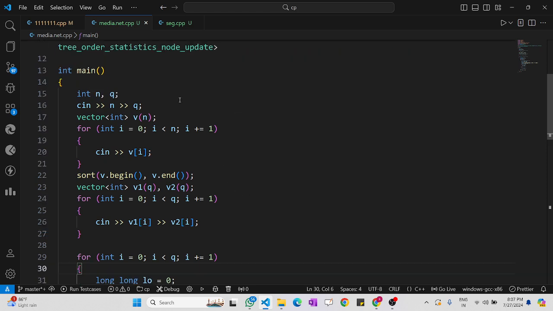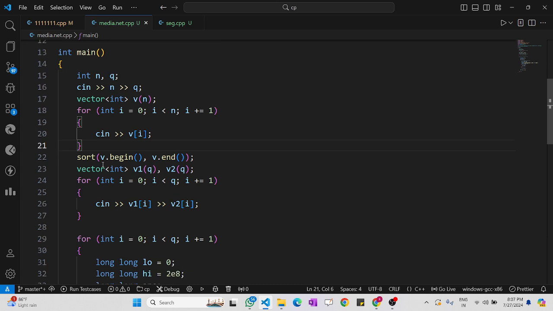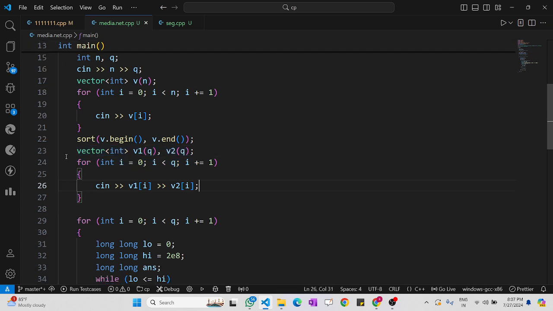Okay, so first of all, I will take the input as n and q, and then I will create one vector of size n, and then I will take the input. Here I have taken the input of vector v, which was the initial vector, and then I will sort the vector v, right? And then after that I will take the vector v1 and vector v2 of size q, and then I will take all the input.